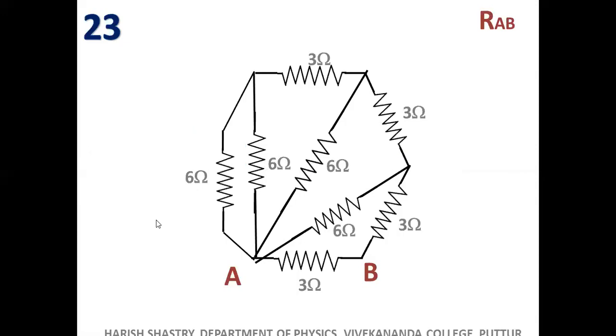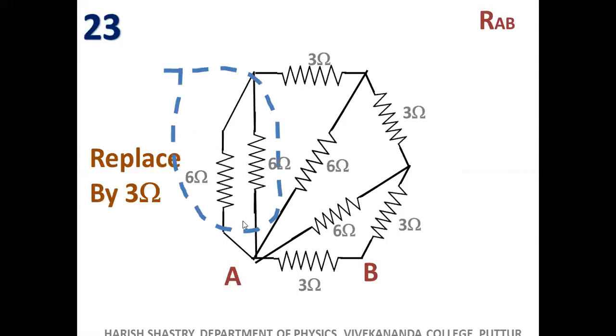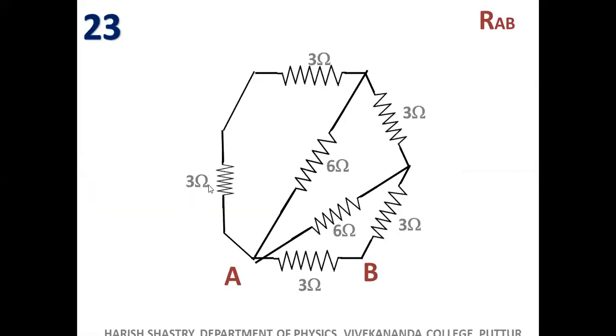What is the equivalent resistance of 6 parallel? 6 into 6 by 6 plus 6, 36 by 12, that is 3. 6 by 2 actually. If n equal resistances are connected in parallel, equivalent is R by n. So it is 6 by 2. Can I replace these two resistors by 3 ohm? Yes, it is replaced by 3 ohm, because 6 by 2 is 3 ohm.